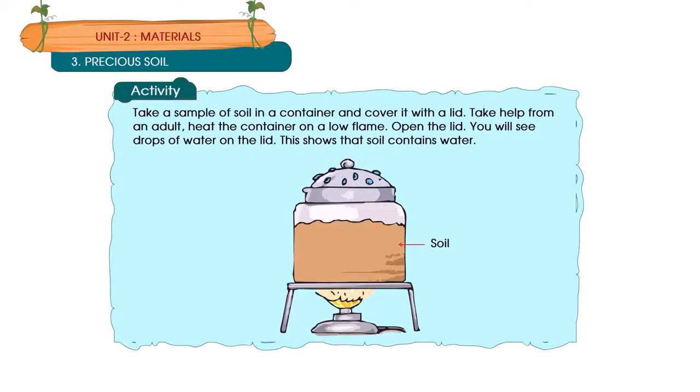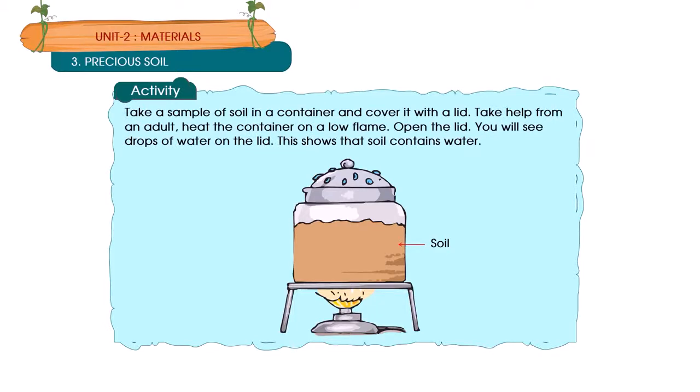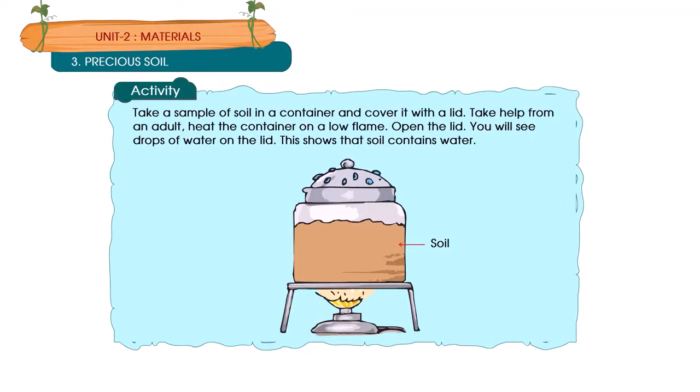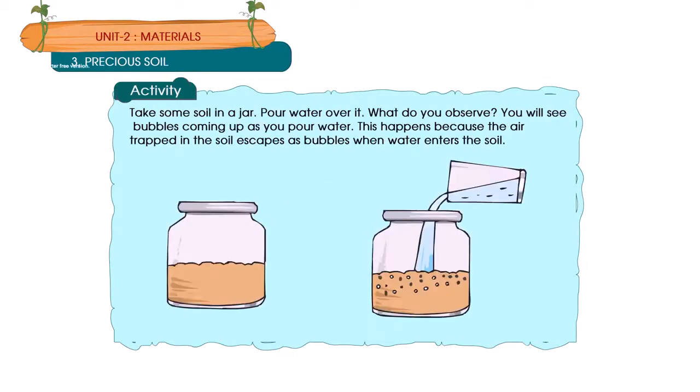Activity. Take a sample of soil in a container and cover it with a lid. Take help from an adult. Heat the container on a low flame. Open the lid. You will see drops of water on the lid. This shows that soil contains water.